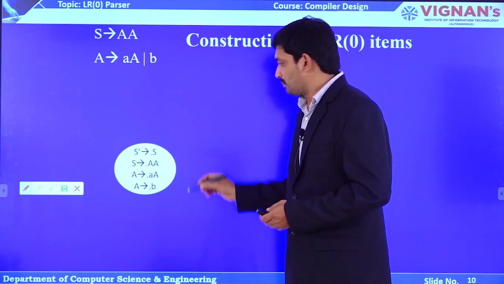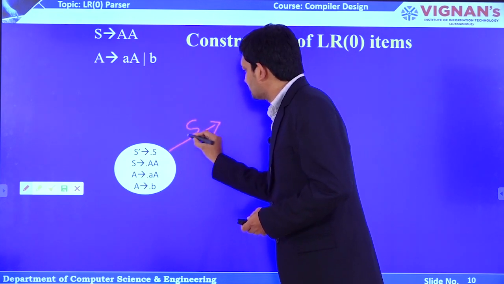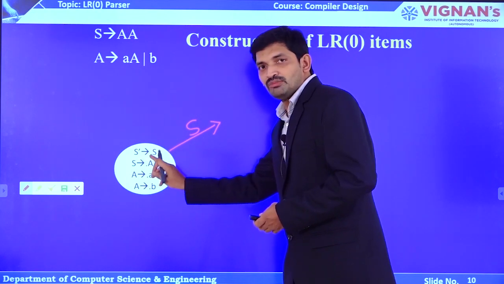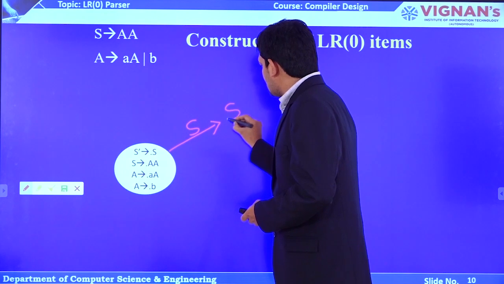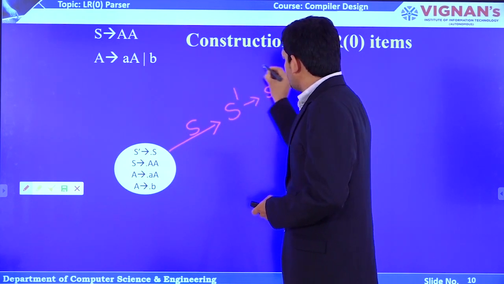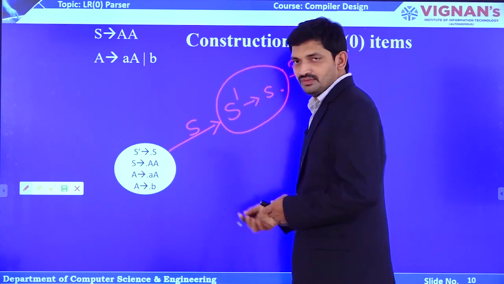So I have to perform the goto operation on capital S. I have to move this dot symbol from left to right, but one symbol at a time. So S' tends to S dot. This is my state number 1.